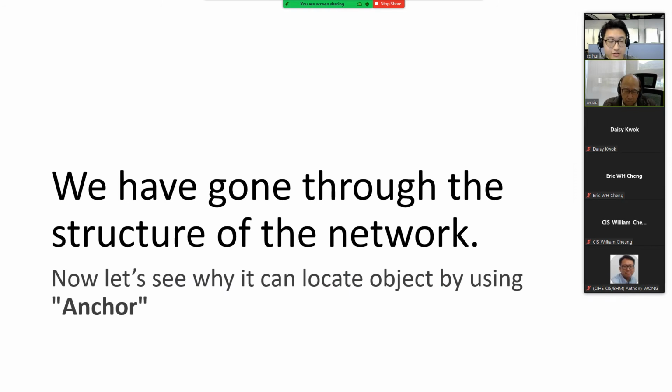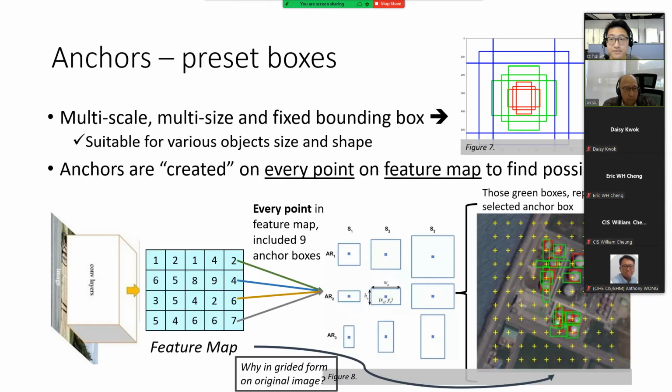So we have now gone through the structure of the network, Faster RCNN. So let's see how it locates objects by using something called anchors. An anchor is a preset box. It is multi-scale and multi-size and is fixed, so that's why it is called an anchor. The multi-scale and multi-size make it more suitable for various object sizes and shapes. Anchors are created on every point on the feature map, which looks like the link below.